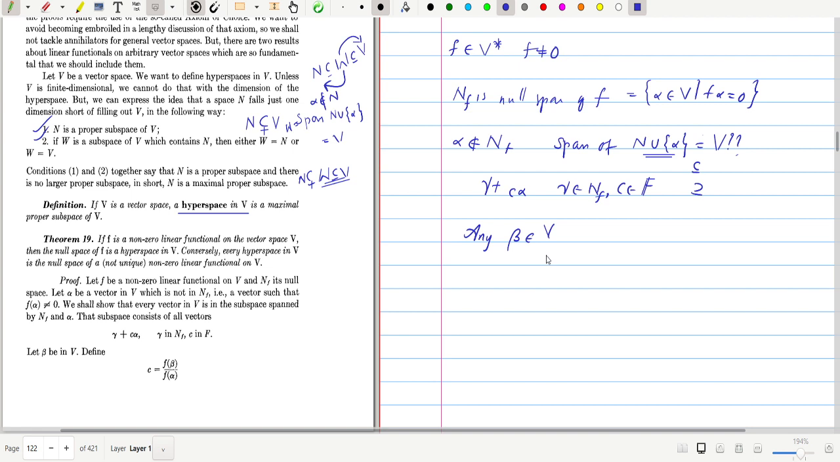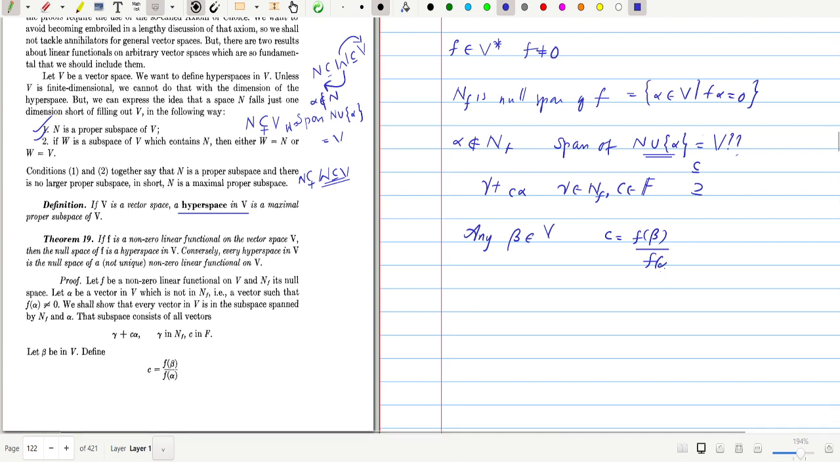So we start with beta belonging to V. Now we define c equal to f of beta by f of alpha. This quotient is defined because these are all elements of F, and f of alpha is not equal to 0 because alpha comes from outside of the null space N_f. Therefore f of alpha can never be 0, and so c is defined. c is a scalar in F, so this is always an element of F. Now we will consider this.